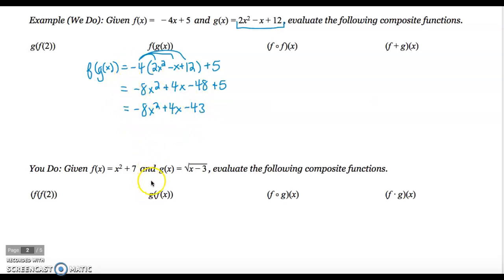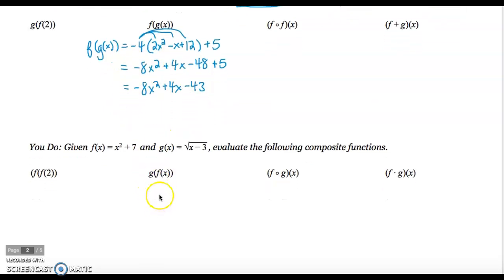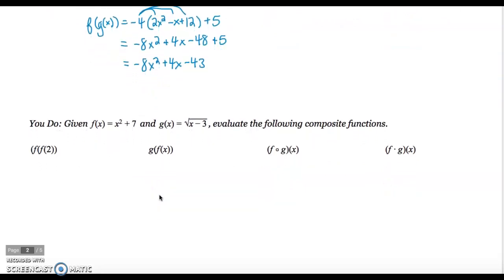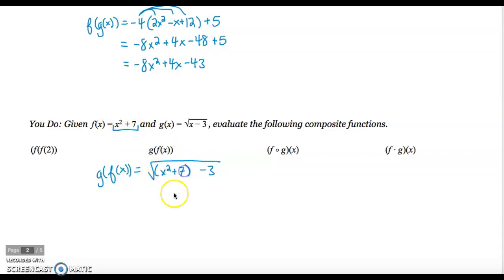All right, so let's go ahead and try the same type of problem for the you do section. If you want to go ahead and pause and try, feel free. I'm going to keep going. So g of f of x. That means I'm going to take my g function, and wherever I have an x, that's where my input goes. My input, right, I'm plugging my whole f of x function into g. So I'm going to take that x squared plus 7 and plug it right in there. All right, I've got these parentheses to deal with.